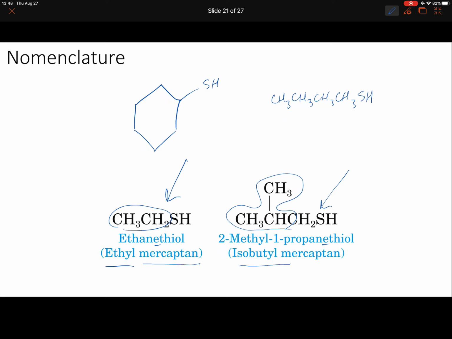Okay, so first one, this is cyclohexane. So this is cyclohexane thiol. If this was what we had, then this would be 2-chloro-cyclohexane thiol, because we're still going to call the thiol the number 1 no matter what, because it's part of the parent name. In this case over here, we've got 1, 2, 3, 4. So this is butane. So this is butane thiol.